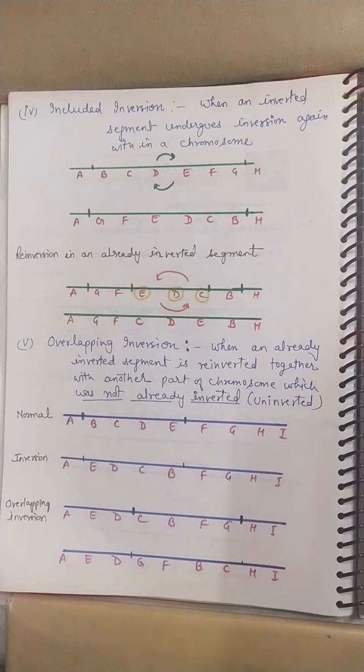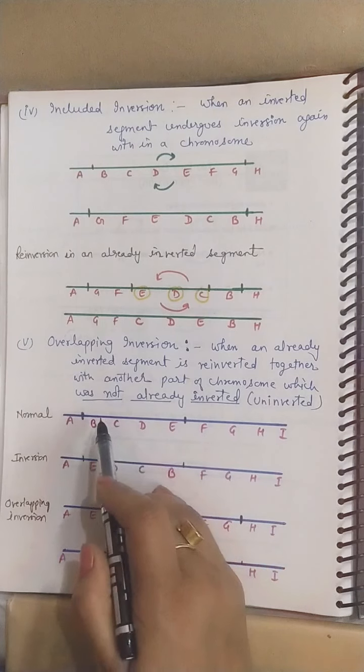Now there is a fifth category also, which is called overlapping inversion. When an already inverted segment is re-inverted together with another part of the chromosome which was not already inverted, or uninverted, means an inverted segment undergoes again an inversion, or re-inversion, including some of the uninverted part. This can be understood more easily by this diagram.